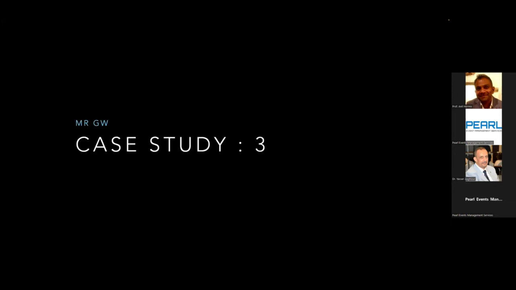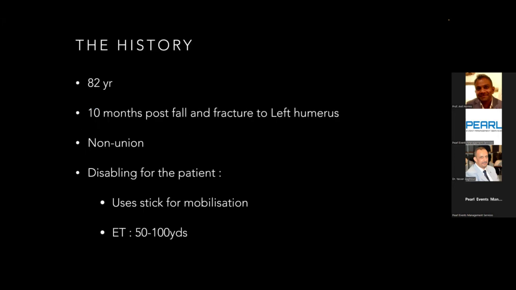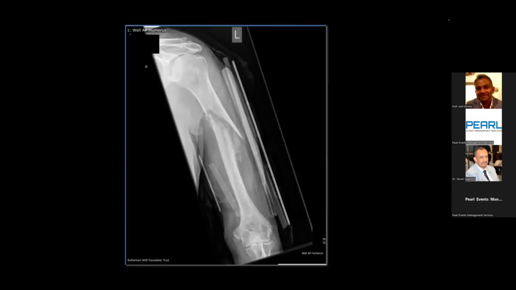Okay, the final case I'd like to talk about is this particular patient, Mr. GW. He was 82, and he had fallen 10 months previously and got a very nasty non-union of a humerus fracture. This was very disabling for the patient because he used a stick for mobilization, and his exercise tolerance was about 50 to 100 yards. That's a picture of his x-ray, so you can see a very, very nasty humeral fracture.